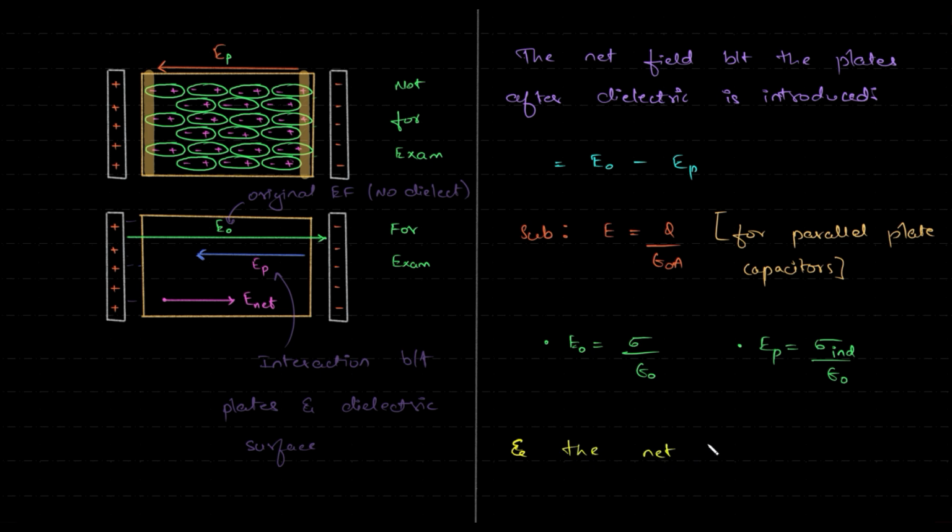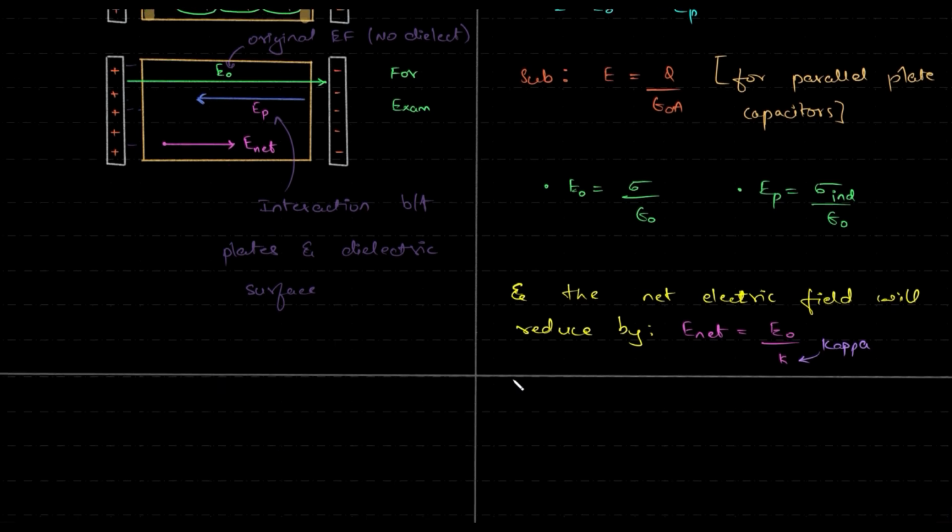Now, the net electric field will reduce. E net is equal to the original field by kappa, or kappa, whatever. I think kappa, yeah. So this is read as kappa, not k, but I prefer calling it k. Kappa is too much, so let's call it k. It's supposed to be kappa, by the way.